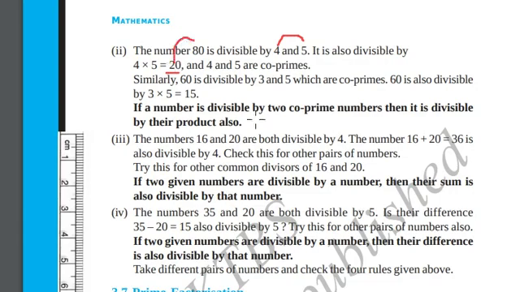If a number is divisible by two co-prime numbers, then it is divisible by their product also. 80 is divisible by 20. 20 is a product of two co-prime numbers 4 and 5.